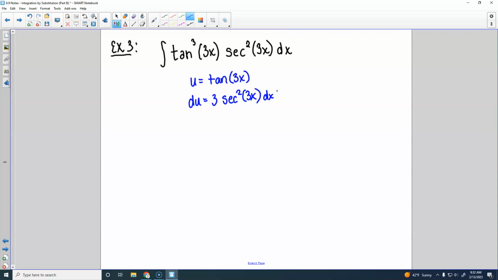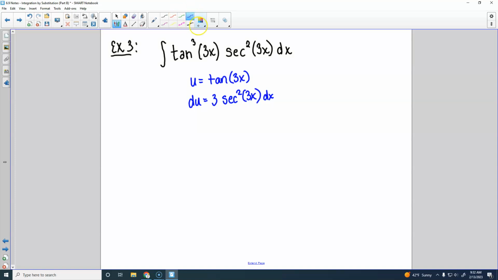Whereas if I use secant, my derivative is going to be secant tangent, and I don't have an extra secant right here that I can use to have secant tangent, plus that tangent is cubed, so it's going to be an issue. So sometimes you just have to try it both ways and see which one gives you the correct derivative.